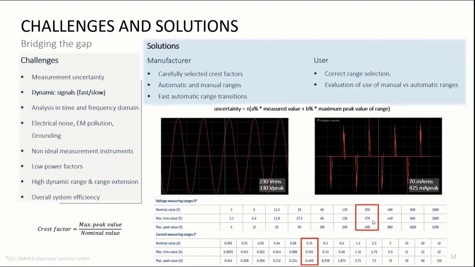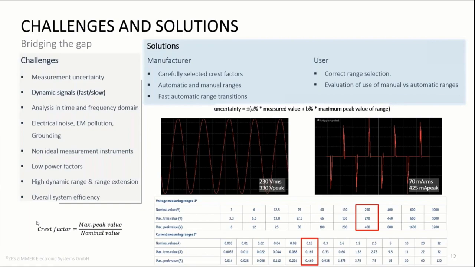As the peak voltage of the signal does not exceed the maximum peak voltage of the range, the crest factor here is 400 divided by 250, which gives 1.6. It's easy to understand that the higher the utilization of the range, in other words, the closer the signal's RMS is to the range's nominal value, the influence of the range component becomes less significant in the total measurement error.